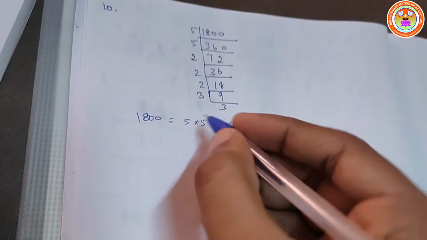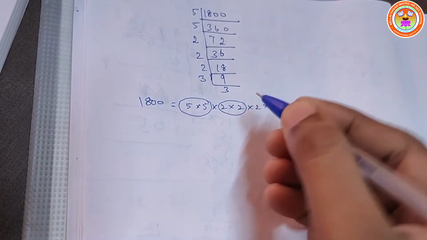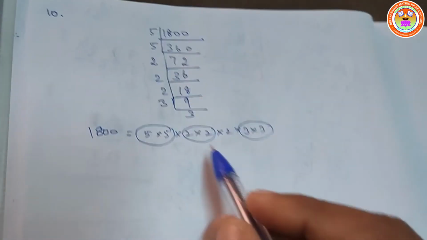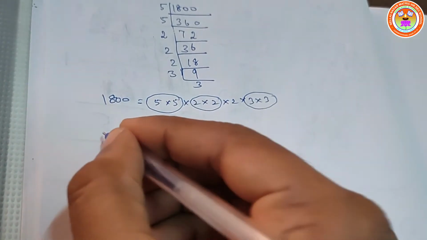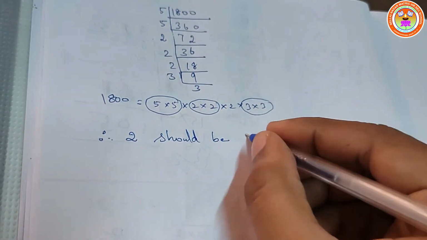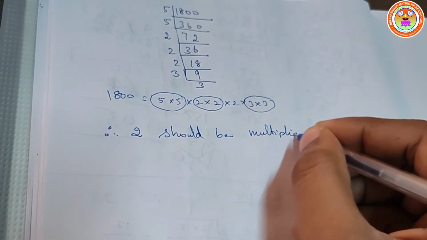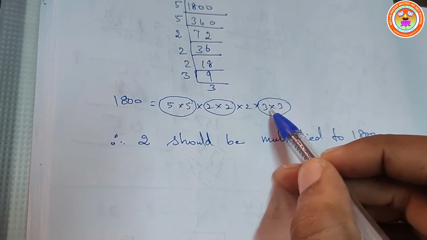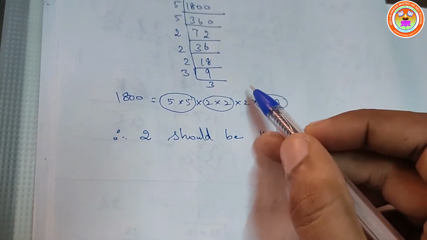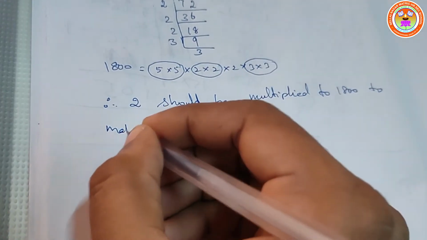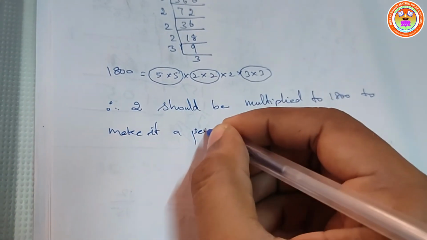So here the 5s are a pair, two of the 2s are one pair, and the 3s are in a pair, but only this one 2 is standing alone. So if you multiply one more 2 to this number, 2 should be multiplied to 1800. If you multiply one more 2 to this factor, you will get another 2, so you will have a pair. So it will become a perfect square.